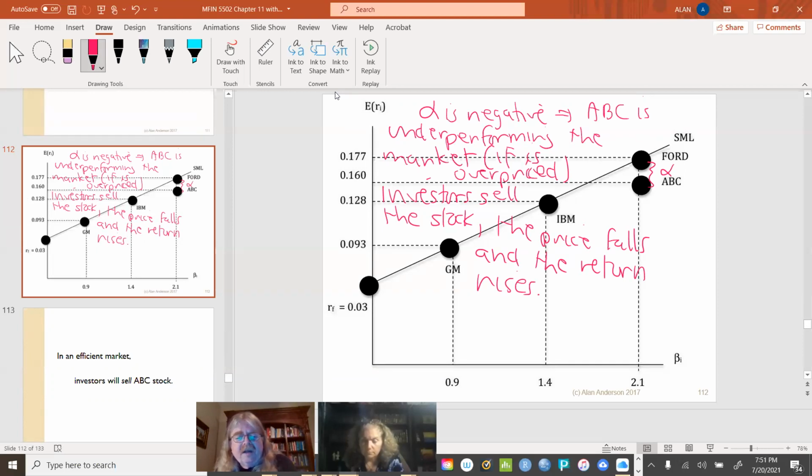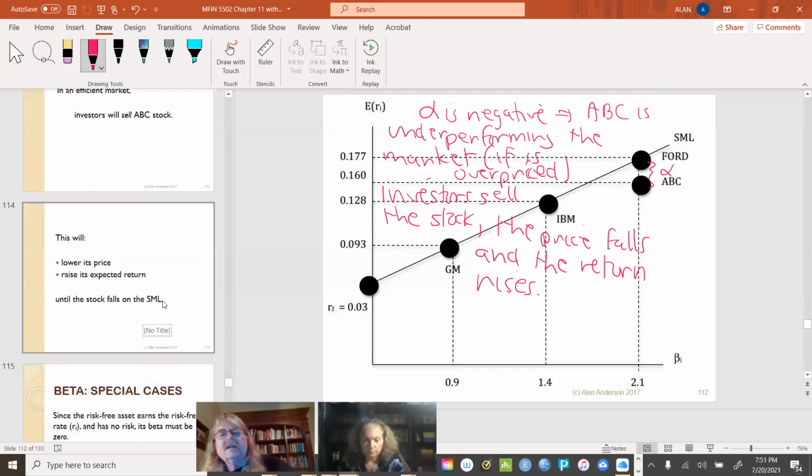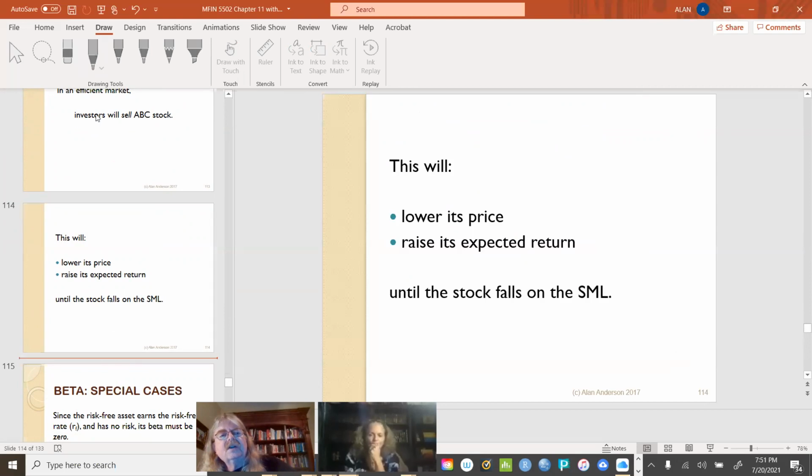Now, if you're a portfolio manager, you're not too happy because you now have suffered negative alpha. But maybe you sold the stock before it goes down any further. Okay. So the CAPM model says that this will continue to happen automatically. Prices will adjust.